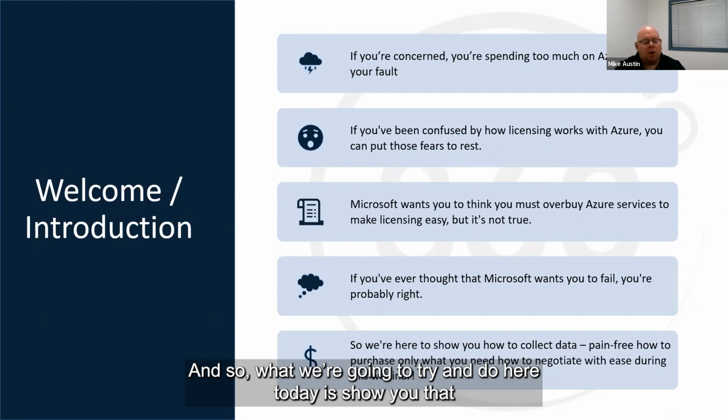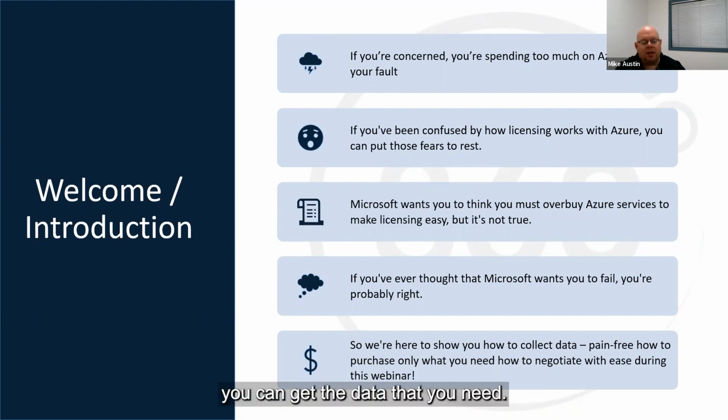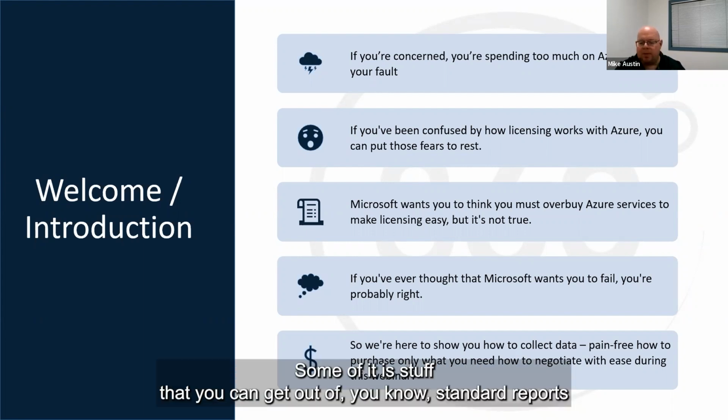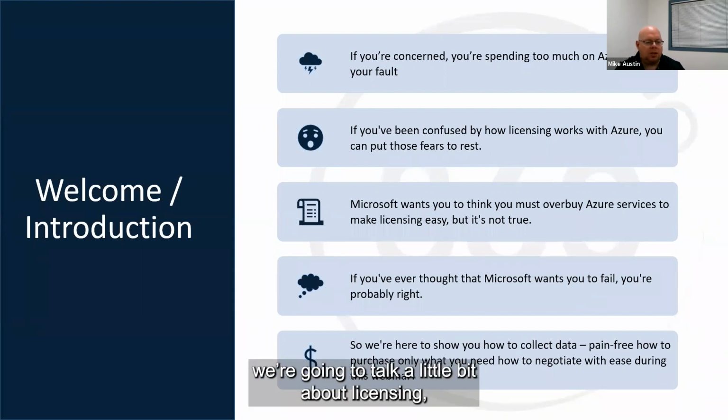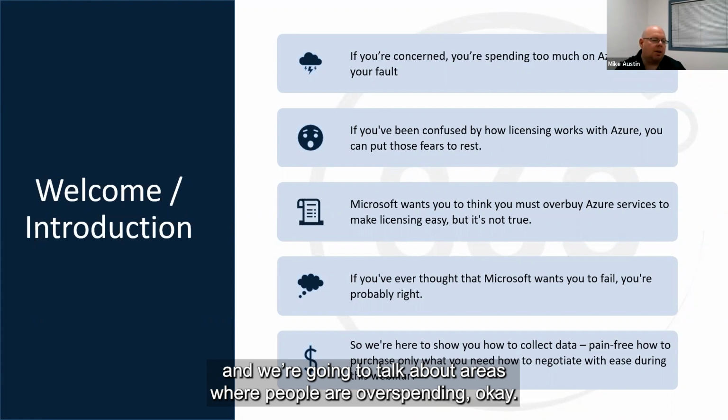What we're going to try and do here today is show you that you can get the data that you need. Some of it is stuff that you can get out of standard reports in the Azure portal. Others, you may need a tool in order to do that. But we are going to show you the sorts of things. We're going to talk a little bit about licensing, and we're going to talk about areas where people are overspending. Okay.